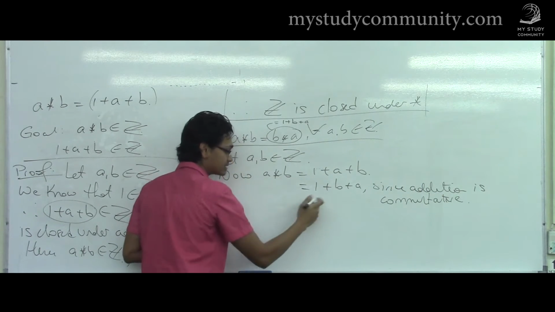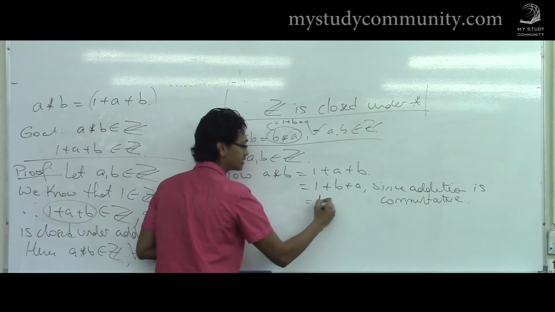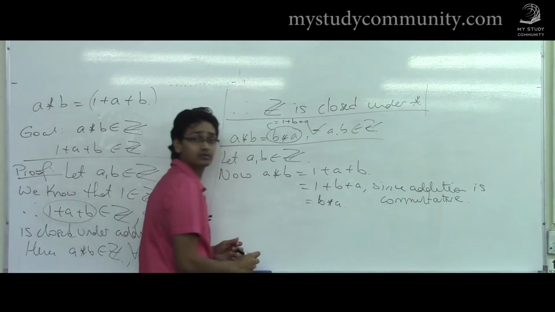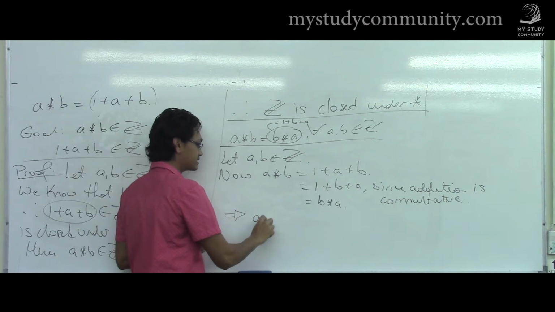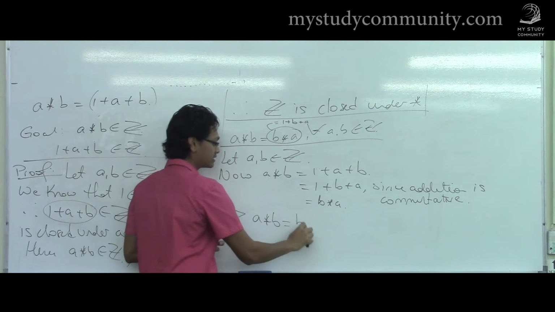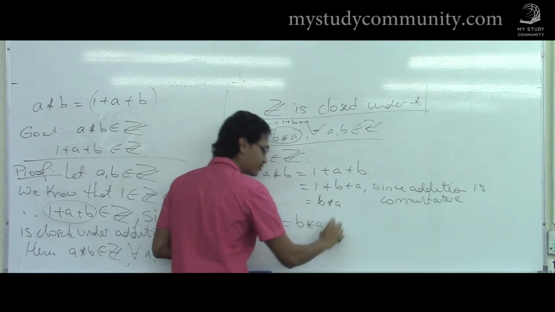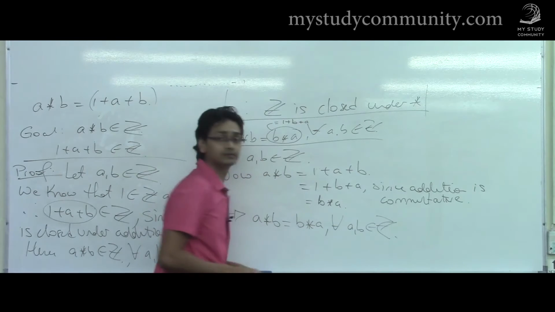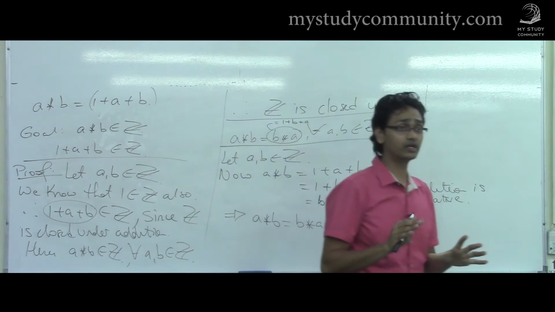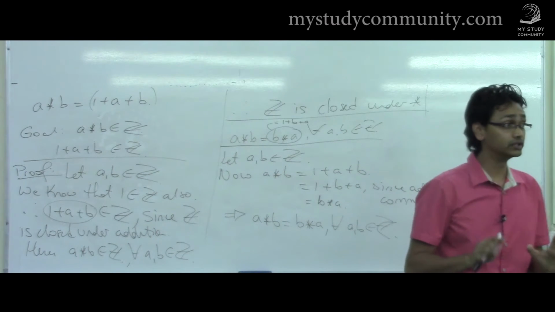And this here is exactly equal to B star A. So we conclude, which implies that A star B equals B star A, and you have to have this for all A, B elements of Z. Straightforward enough, right? Good.